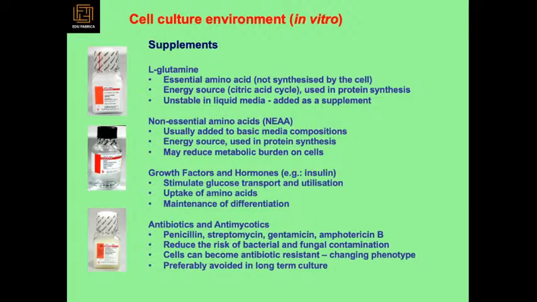L-glutamine is an essential amino acid, an energy source for the citric acid cycle and protein synthesis, and is added as a supplement. The non-essential amino acids, NEAA, are used for the basic media composition, as an energy source used in protein synthesis, and may reduce metabolic burden on the cells. Further, growth factors and hormones, for example insulin, stimulate glucose transport and utilization, uptake of amino acids, and maintenance of differentiation. For antibiotics, we can use penicillin, streptomycin, gentamicin, amphotericin B, which reduce the risk of bacterial and fungal contamination. Cells can become antibiotic resistant, changing phenotype, so this is preferably avoided in long-term culture.